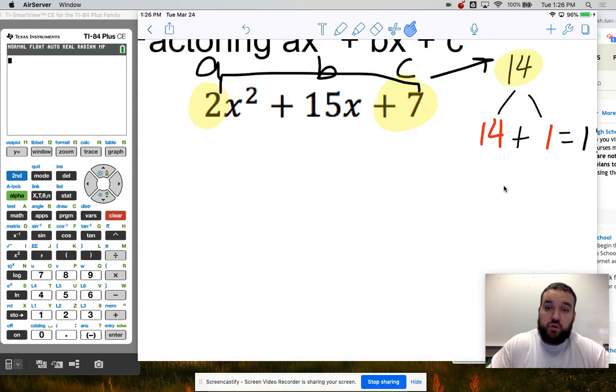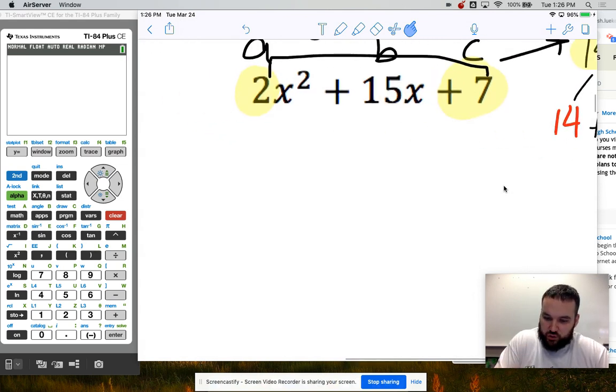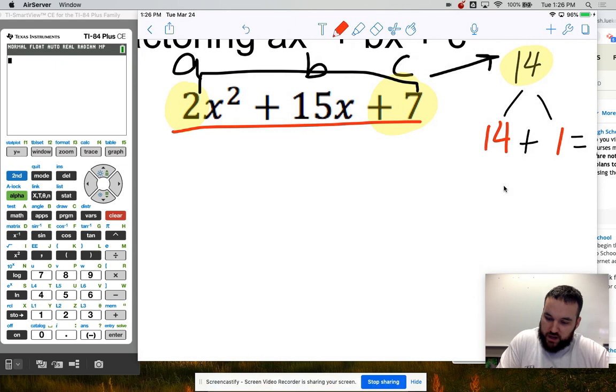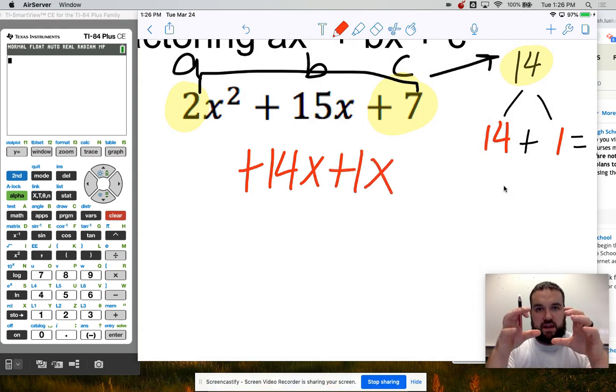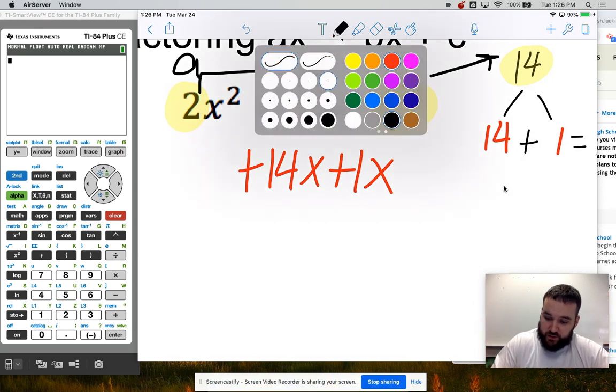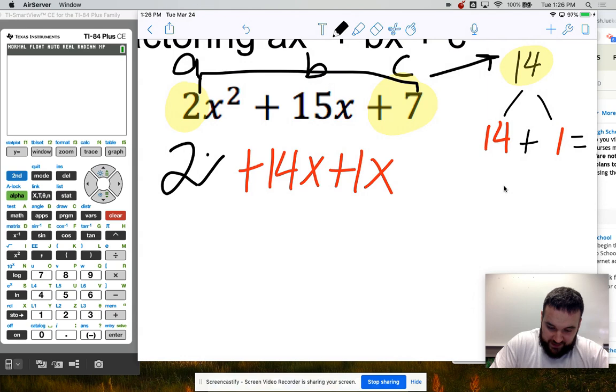So what I'm going to do now is this trinomial that I have right here, instead of plus 15x in the middle, I'm going to put 14x and 1x. So I'm going to split that 15x into two different numbers, 14 and 1. But we all agree 14 and 1 still add up to 15. So 14 plus 1 is the same. I'm going to keep the first and the last term the same.